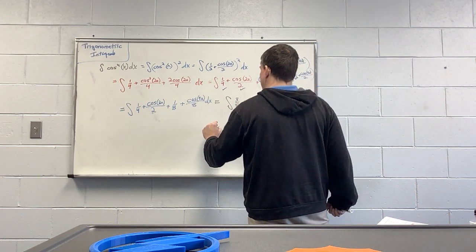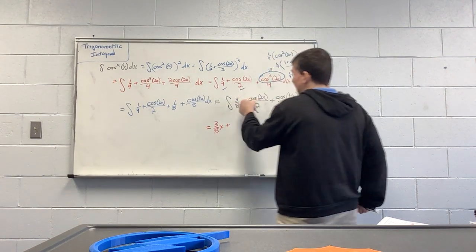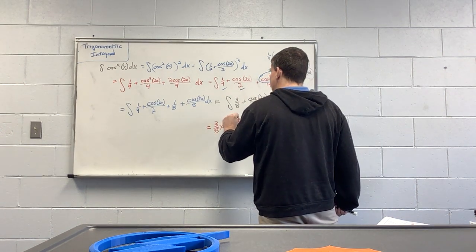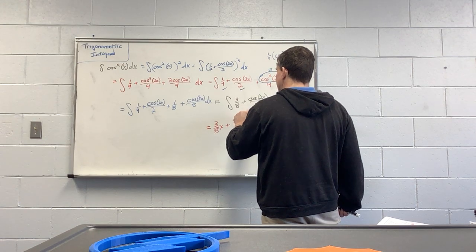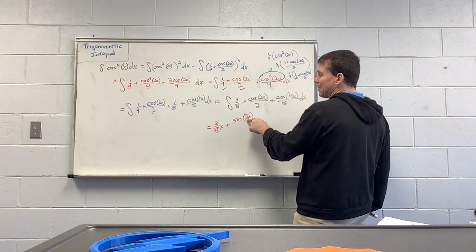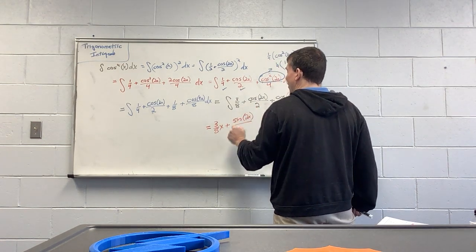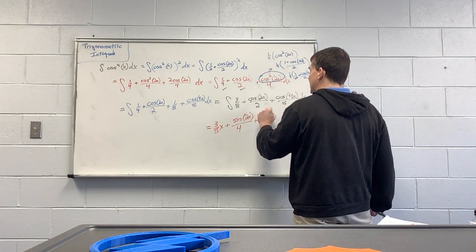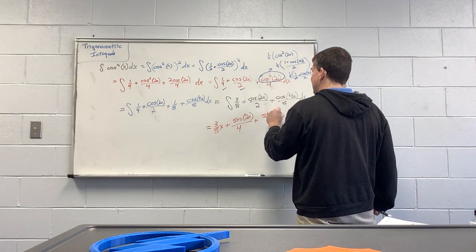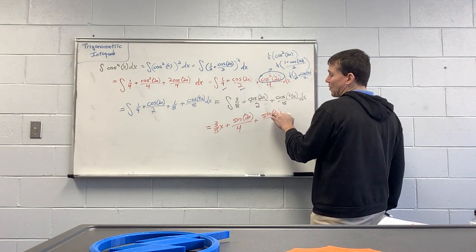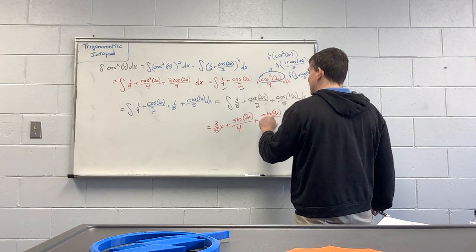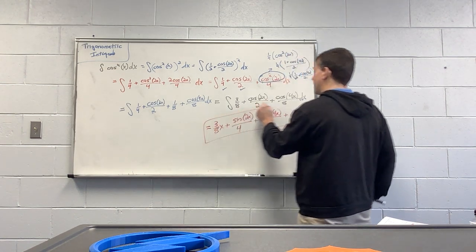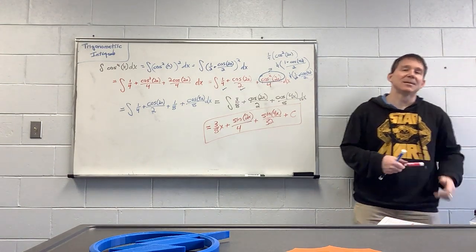Antiderivative of 3/8 is 3/8 x. Antiderivative of cosine 2x over 2: the antiderivative of cosine is sine, the inside stays the same, and then we divide by the derivative there, which is 2. There's already a 2 on the bottom, so that becomes 4. Antiderivative of cosine 4x over 8: cosine becomes sine, inside stays the same, then we divide by the derivative there, which is 4, so 4 times 8 is 32, plus C. And I get a nice simple answer.